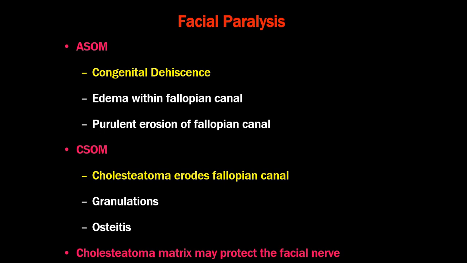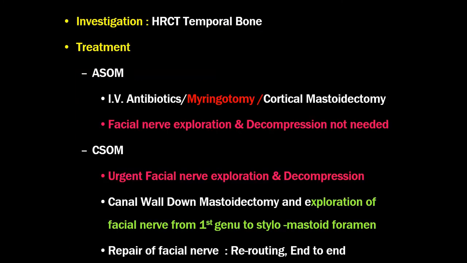Facial paralysis, we'll discuss it in the subsequent class, but for the time being, in ASOM it is due to congenital lesions, most common, and in CSOM, cholesteatoma and erosion of the fallopian canal is the commonest one. Cholesteatoma matrix sometimes may protect the facial nerve. Investigation is HRCT of the temporal bone. Treatment in ASOM is IV antibiotics, myringotomy, or cortical mastoid surgery; facial nerve exploration and decompression is usually not required because in ASOM it is due to pressure effect. But in CSOM there has to be urgent facial nerve exploration and decompression because it is due to bone erosion or involvement of other structures.